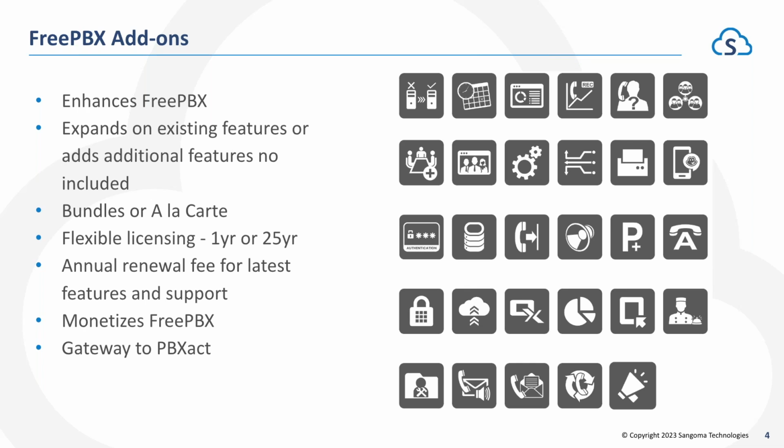We'll talk about how the licensing and renewal fees work for 25-year and 1-year modules. And really, one of the things that these commercial modules provide is additional revenue to the FreePBX project. Sangoma spends millions of dollars a year on the development of FreePBX, and we continue to give that away at no charge. So these commercial modules that help you get a better feature set for your phone system also help further the open source project. And they really are a gateway to PBXact, which we'll cover further as well.